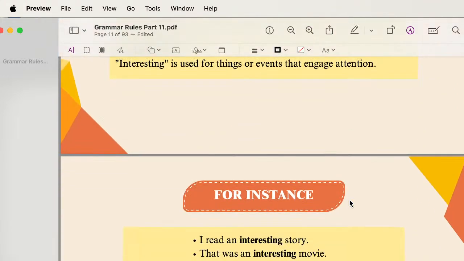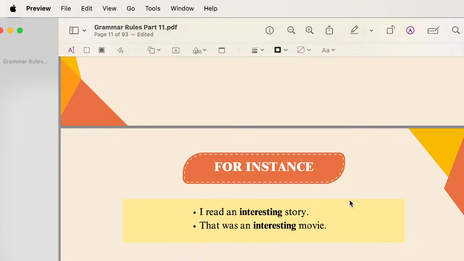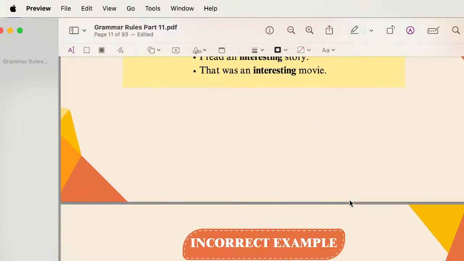Right? I read an interesting story. That was an interesting movie. So these are the examples of the word interesting. Interesting means something that gains your attention, something that captures your attention, something which is very captivating. For all these things, you use the word interesting, something which is very fascinating.